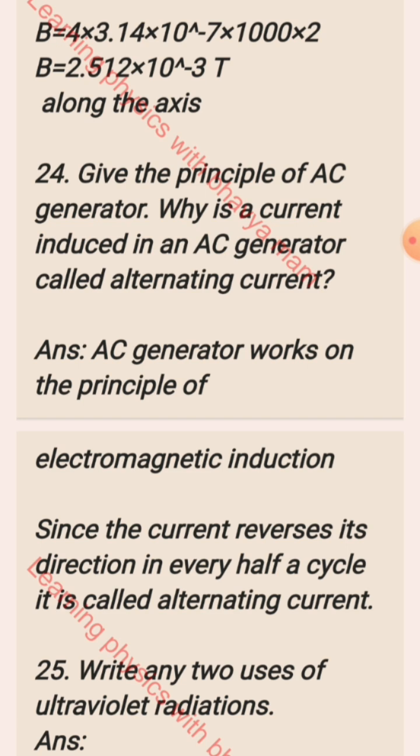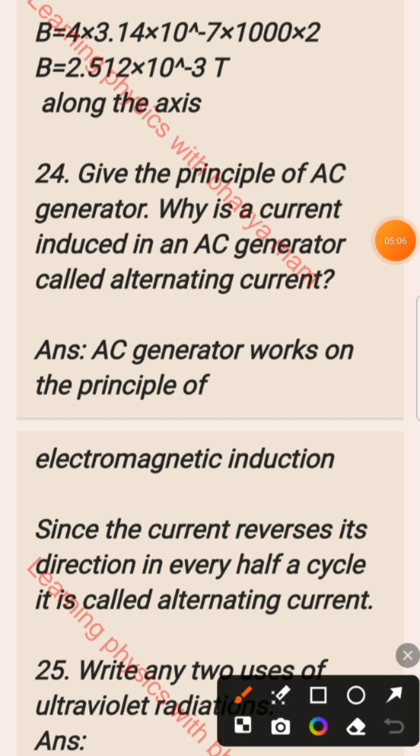Next one: why is the current induced in an AC generator called alternating current? What is alternating current? You should note the definition of alternating current. In alternating current, the value of current changes its magnitude continuously, right? Magnitude is increasing, reaching maximum, that is called the peak value of current, and decreases to 0 in one direction. Then its direction changes and once again the same value repeats. That means the value increases to maximum, called the peak value I0, and decreases to 0.